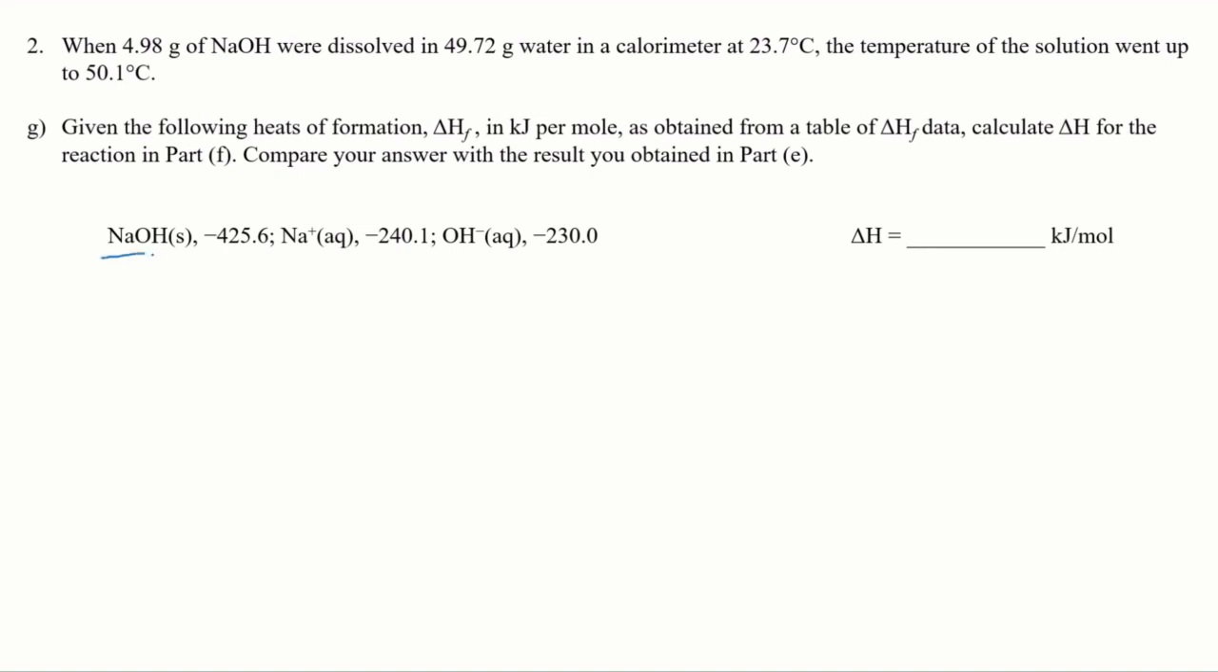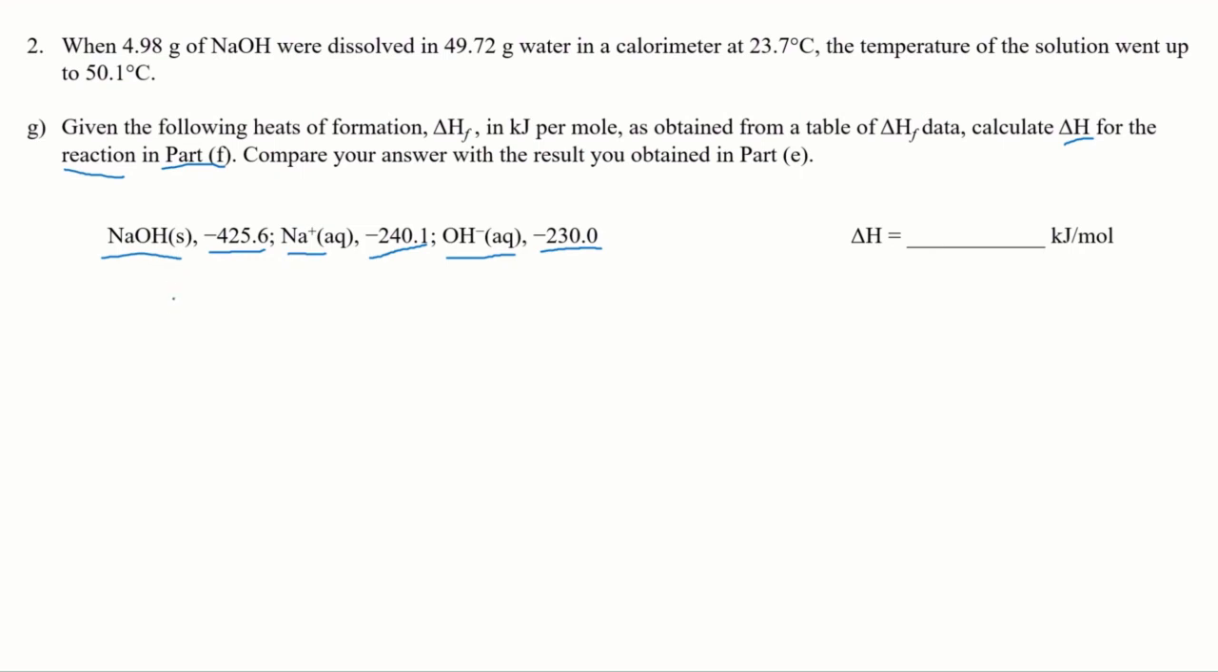So sodium hydroxide solid has delta H of F of negative 425.6 kilojoules per mole. Sodium ions have a delta H of F of negative 240.1 kilojoule per mole, and hydroxide ions have a delta H of F of negative 230 kilojoules per mole. Okay, we need to calculate delta H of the reaction for part F. In part F, we already saw that when sodium hydroxide solid dissolves in water, it gives off 1 mole of sodium ions and 1 mole of hydroxide ions.